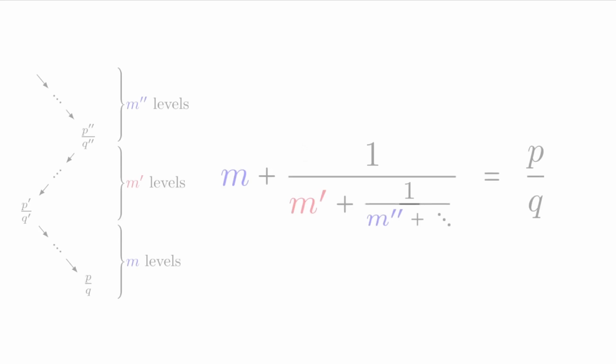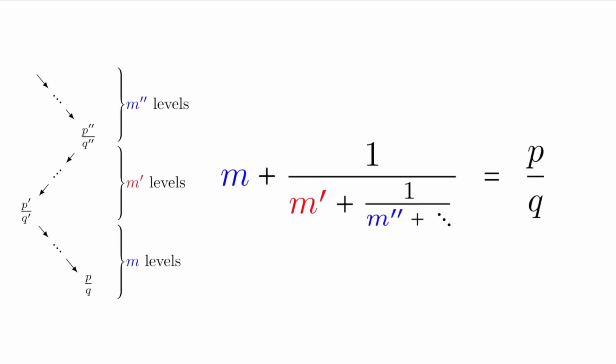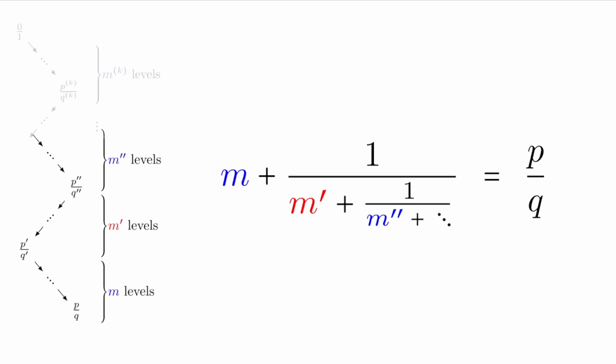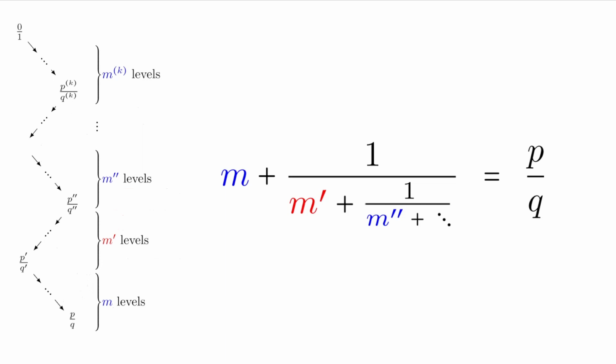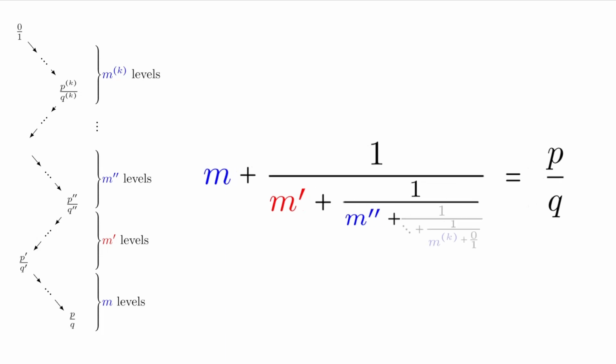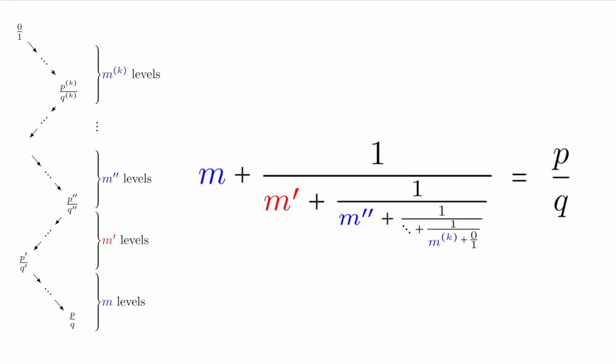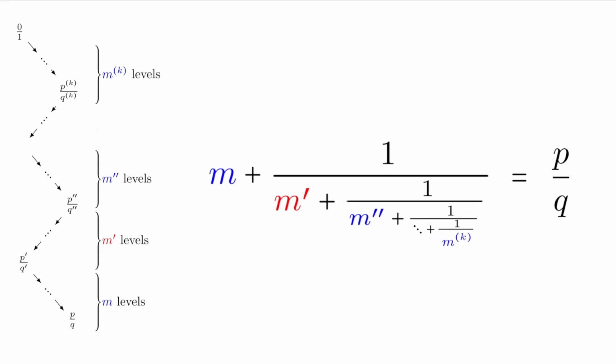Next, we return to the central slide of the last video, where we discovered that a path to p over q corresponds with a continued fraction for p over q, whose coefficients are the numbers of left and right movements along the path. This diagram only hints at the pattern, so let's complete the picture. The path traces back to an ancestor which is mk right movements away from 0 over 1. So the continued fraction ends with this coefficient. And since 0 over 1 is 0, this simplifies to fit the suggested pattern of coefficients.